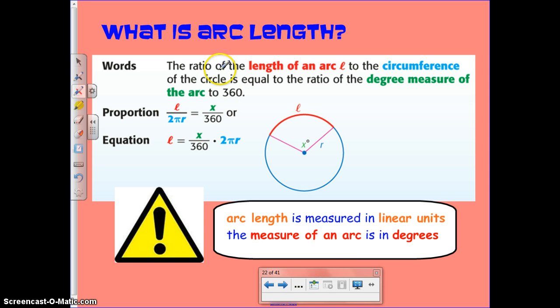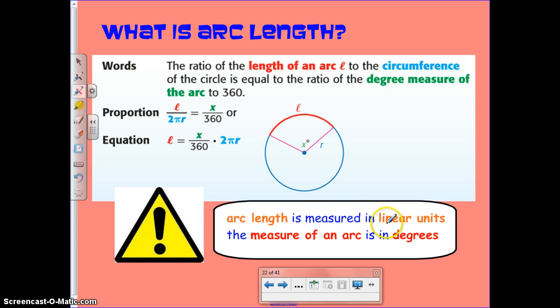So what is arc length? Well, the ratio of the arc length to the circumference of the circle, so it's just part of the whole circumference, is equal to the ratio of the degree measure of the arc to 360. So let's keep in mind that this is just part to whole. So we can set up a proportion or rewrite it and set up an equation solved for that arc length.